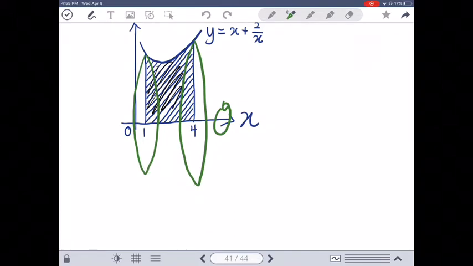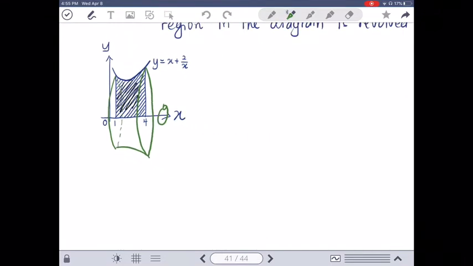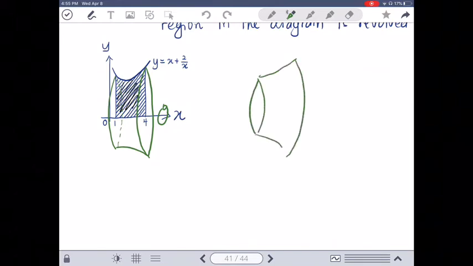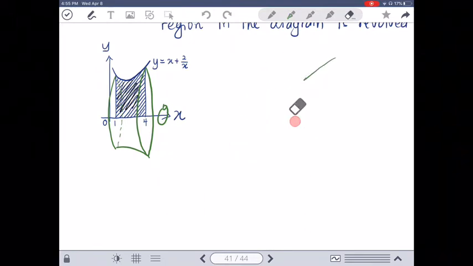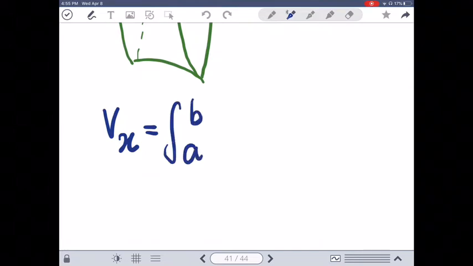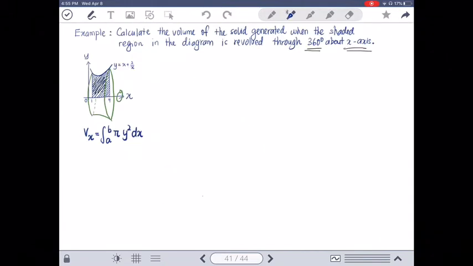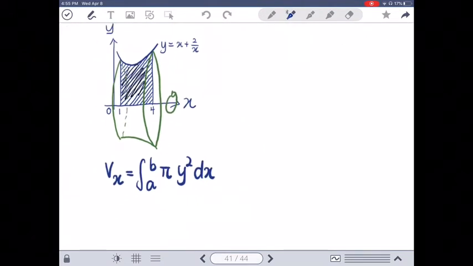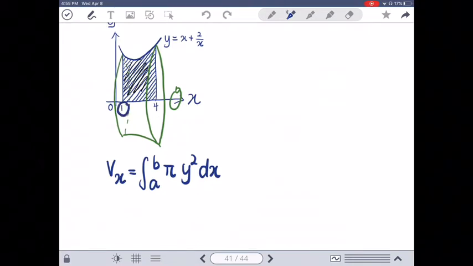So we are going to produce something that looks like this. We need to find the volume of this solid. So we will get something that looks like that. We want to find the volume of this solid, so we can apply the formula Vx equals integration from a to b of pi y squared dx. Do we have the boundaries? Yes, we do have the boundaries, which is 1 until 4.